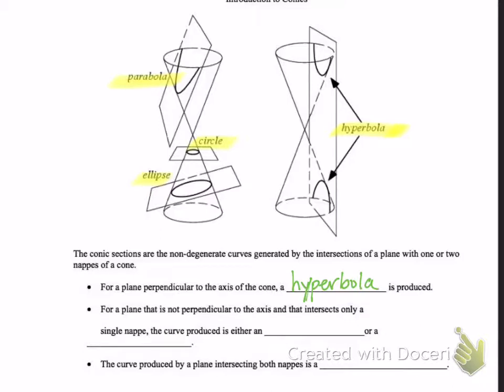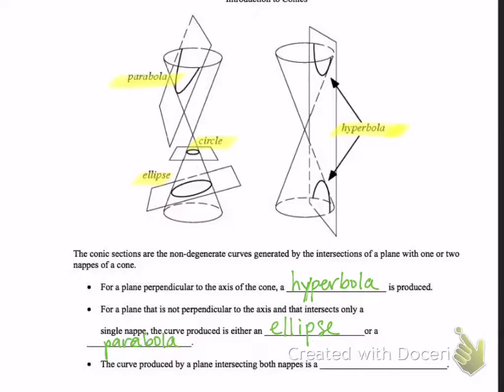Hyperbola. For a plane that is not perpendicular, or not parallel either, so it just comes in at an angle, we have two different kinds. So which one's not parallel or perpendicular? Either an ellipse, I'm going to write that one first, ellipse, or a parabola.